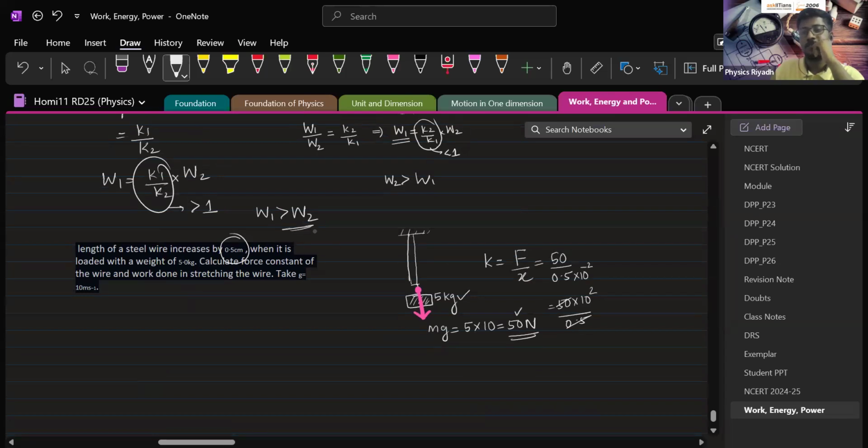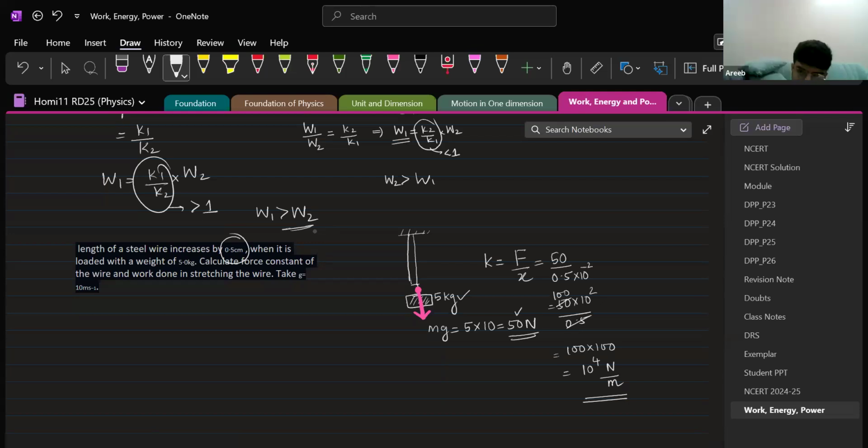0.5 into 100. So 100 into 100, so this is 10 power 4. Unit is Newton per meter. So this much Newton per meter is the spring constant.